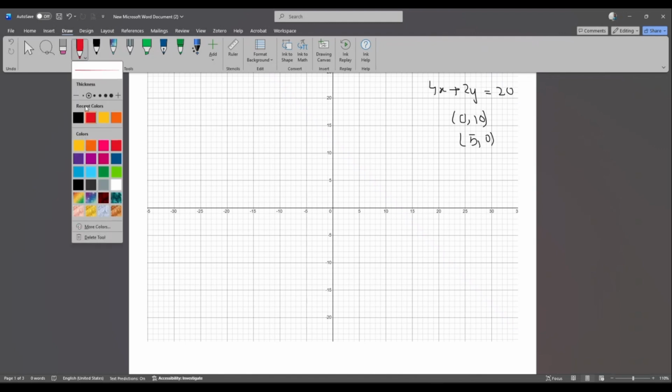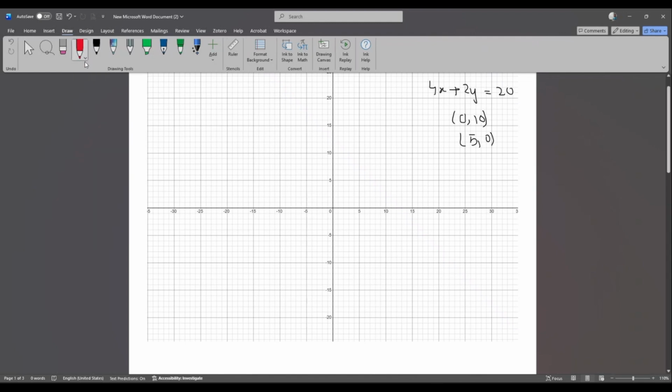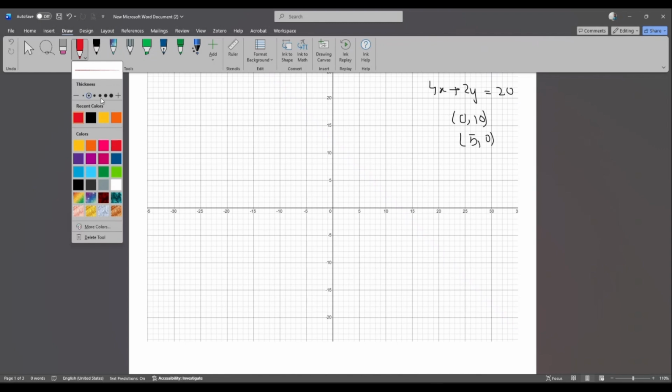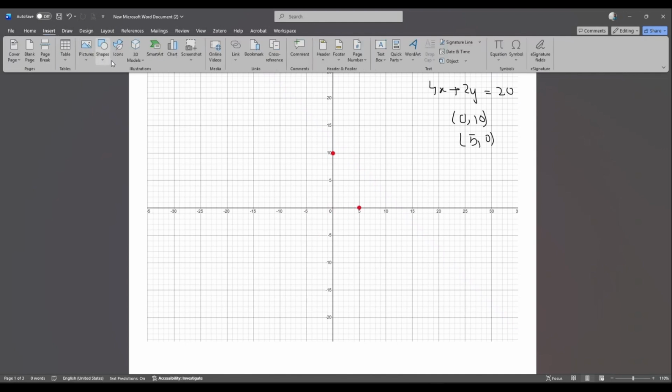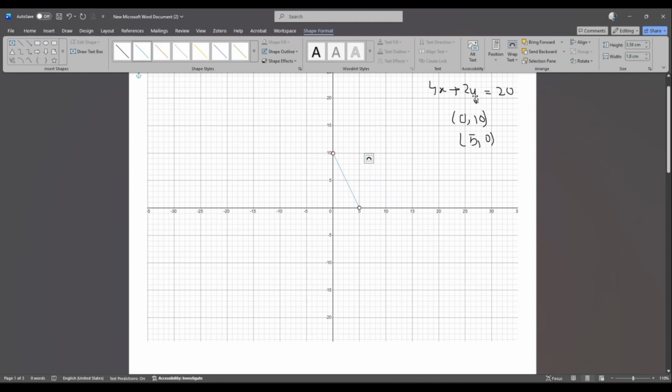Now, let's plot this. We know that each and every point on a graph corresponds to two values, the value of x and the value of y. Let's start with this one. When the value of x is 0, what's the value of y? The value of y is 10, right here. That's the first point. Then again, if the value of y is 0, which is on the x-axis, what's the value of x? The value of x is 5, right here. Just join these points.